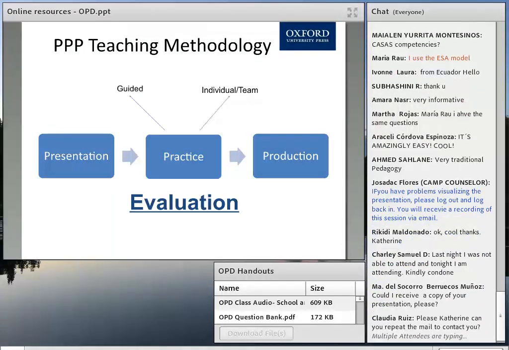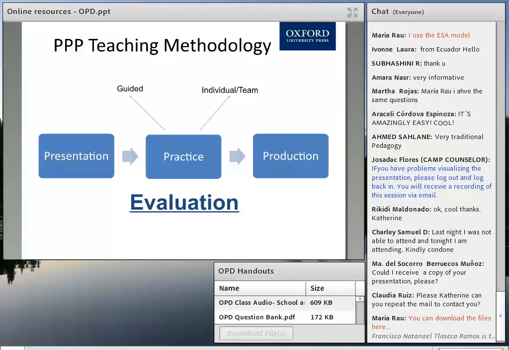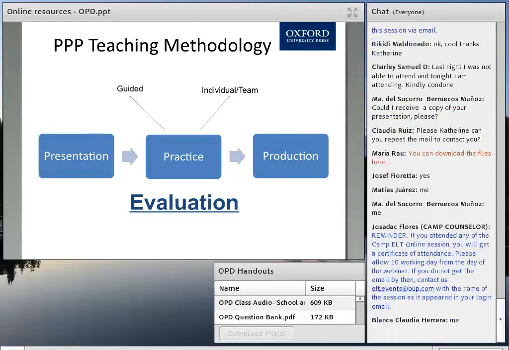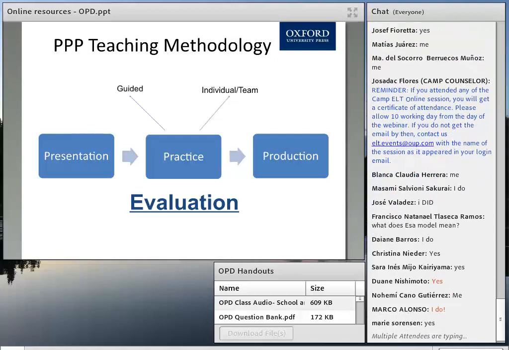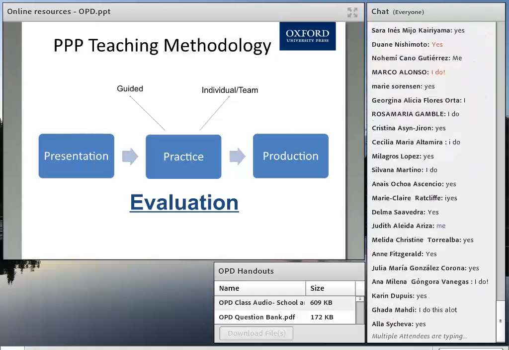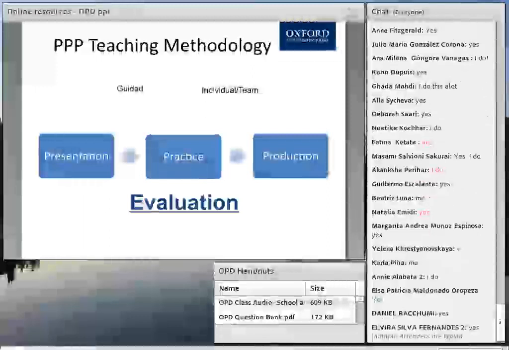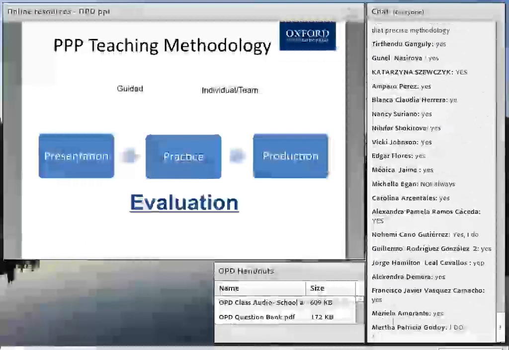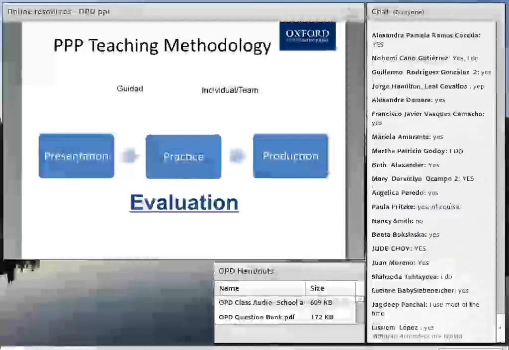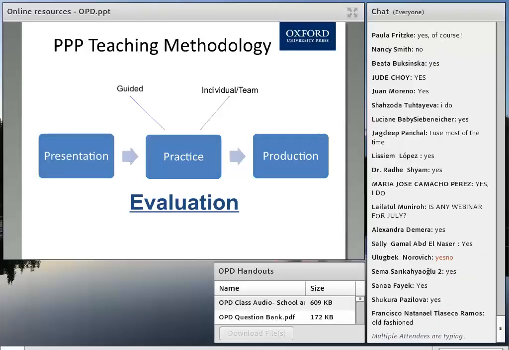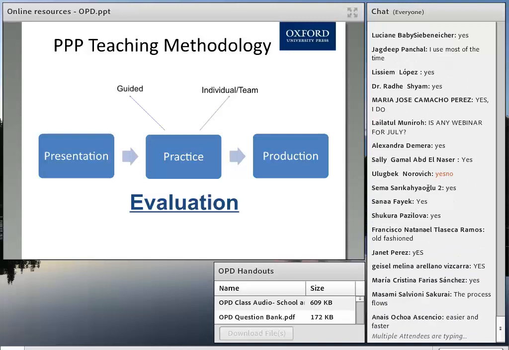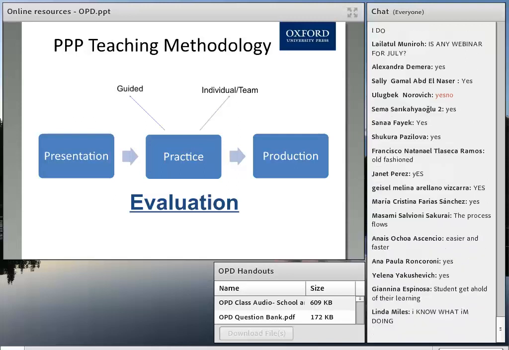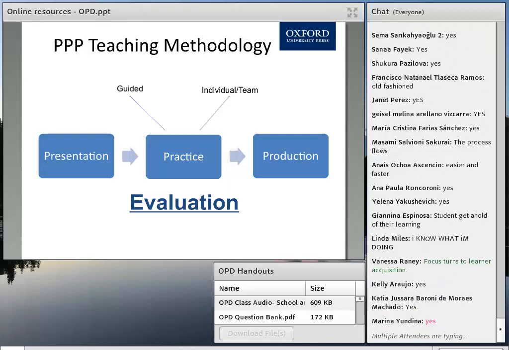So as a show of hands, how many of you use a teaching methodology like this? Or maybe just, yeah, you can just say yes. You do, okay. I'm seeing a lot of yeses. What do you think the benefit is? Anybody have an idea? Flow, okay, yes. Somebody has mentioned flow.